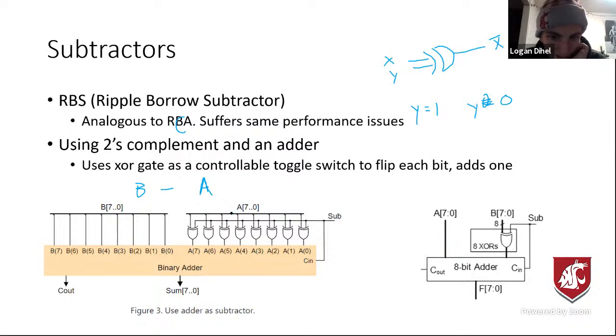You'll see something like this to make a subtractor. This flips all the bits, and then we add 1 with this carry in input. That's literally the whole 2's complement algorithm: flipping all the bits and adding 1. That's when sub is 1. When sub is 0, the XOR output is just going to be X, so it doesn't do anything. This input would be 0, so nothing would be added, and you'd have your normal 8-bit adder. So this is the adder and subtractor.